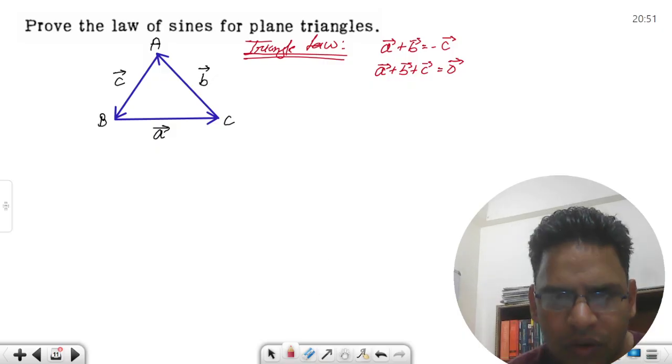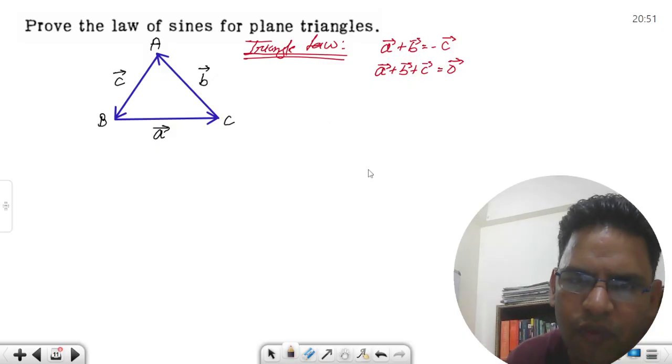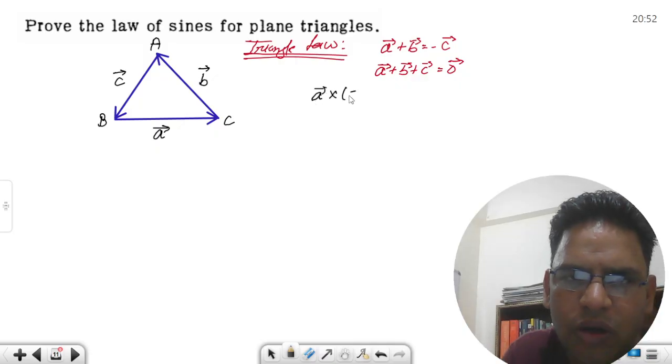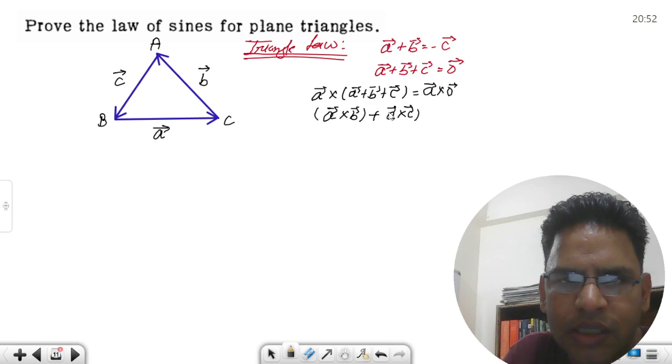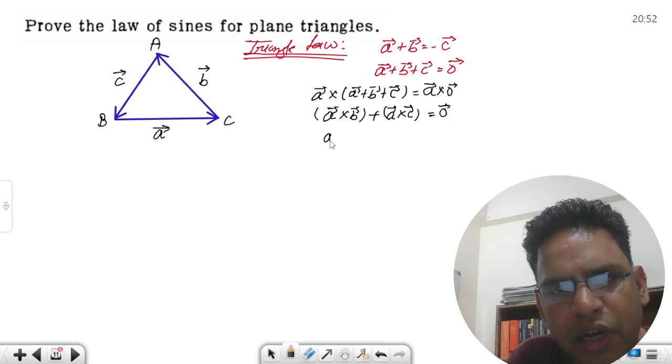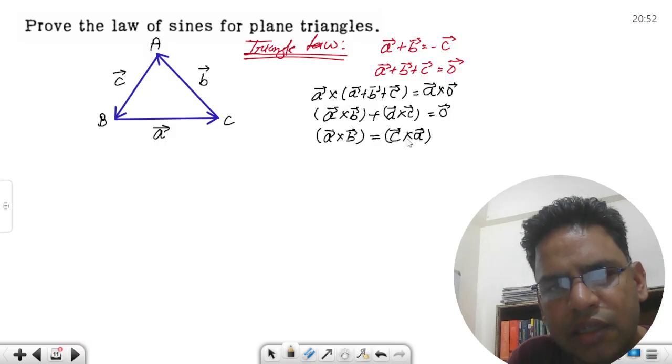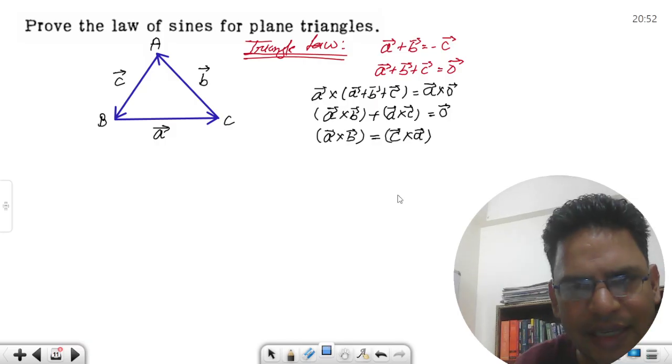Now let me tell you something interesting. Suppose you were to take A cross (A plus B plus C) equal to A cross 0 vector. What are you going to get? A cross A equal to 0. You are going to get A cross B vector plus A cross C vector equal to 0 vector. Now what you can do? A cross B vector is the same as, if I take the minus sign here, C cross A vector, positive. I think you can do it easily.